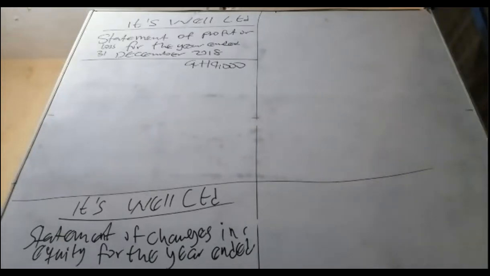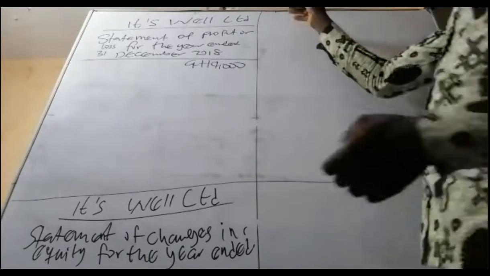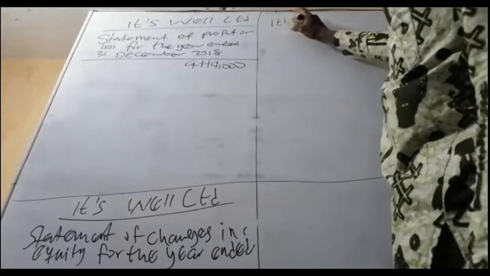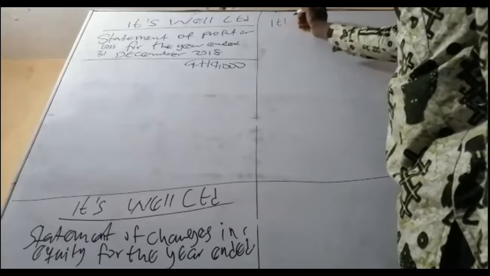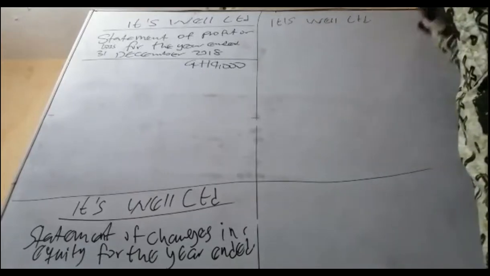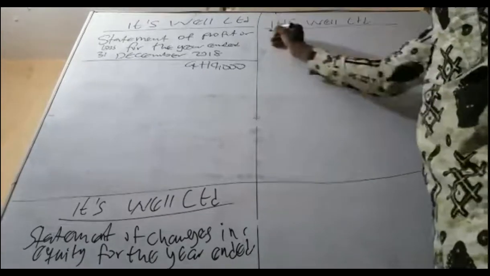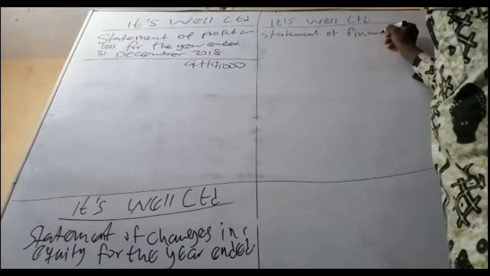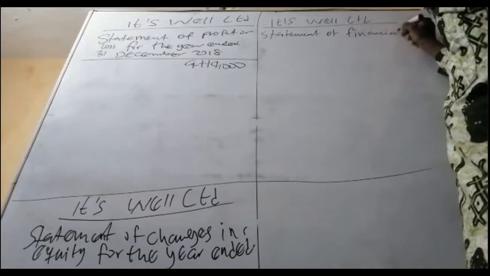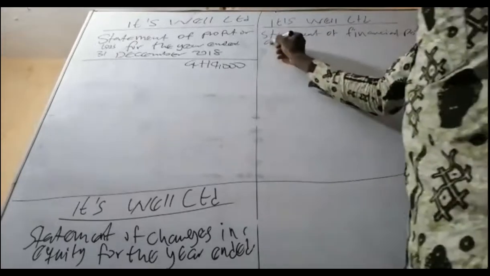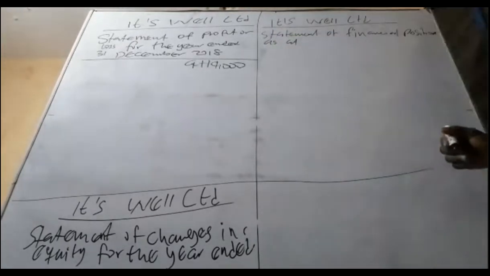Go to the third page. Then we come to the third page. You tell the examiner it's Well Limited. On line 8, tell the examiner that this is the statement of what? Financial position, assets, all the financial statements.